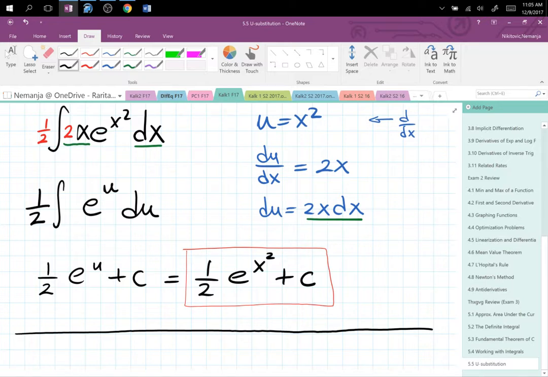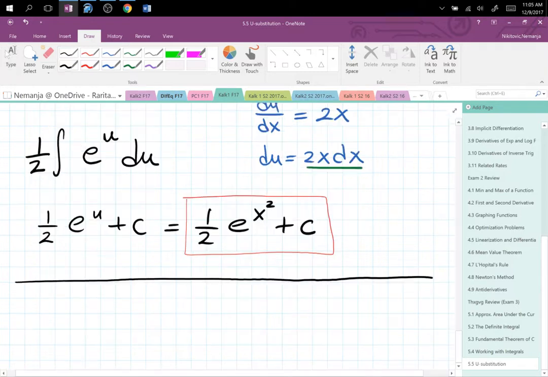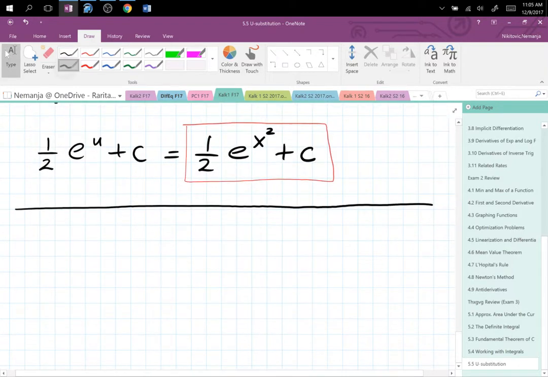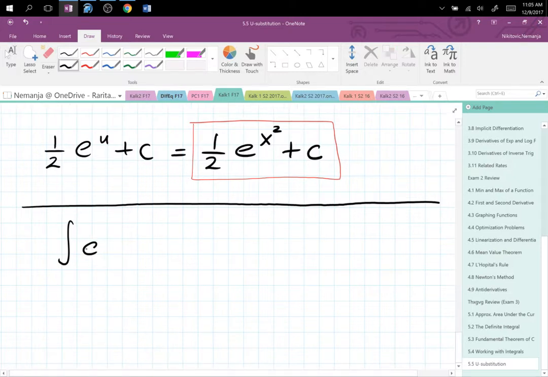So let's see more examples. I mean, that's all it is. So the integral of e to the x cosine of e to the x dx.